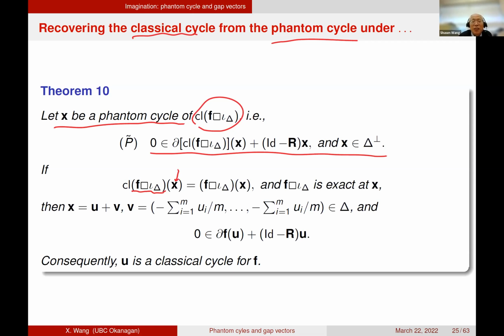if these two conditions are verified, then my X can be decomposed into two components, U plus V. This V belongs to the diagonal, and my U is exactly this U here, the classical cycle. So under condition 1 and condition 2, you can recover the classical cycle. In other words, the classical cycle exists and you can recover it.